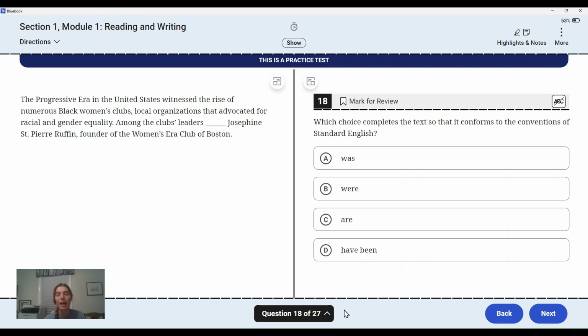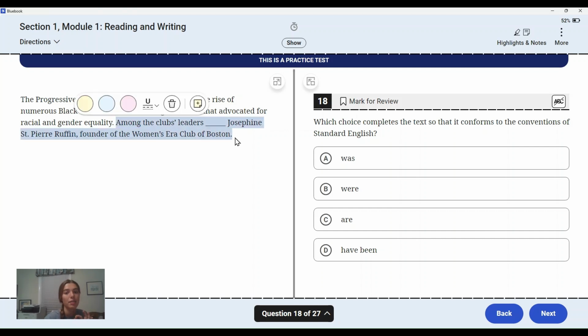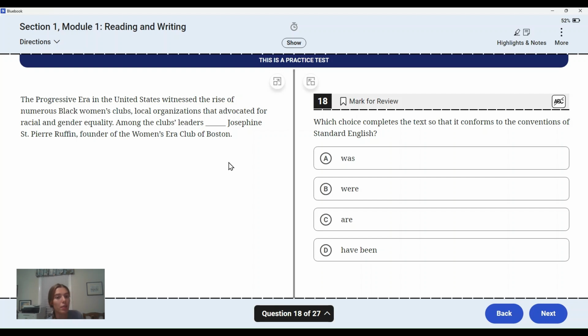So is it happening in the past, the present, the future? And then also you're going to want to figure out, is the verb in a dependent clause or an independent clause? So let's figure out all those things before looking at the answer choices. Among the club's leaders, blank, Josephine St. Pierre Ruffin, founder of the Women's Era Club of Boston. In order to have an independent sentence, you must have a subject and a verb, and the verb has to be in the proper form. We see that there is no other verb in the sentence other than this blank, so it must be an independent form verb.